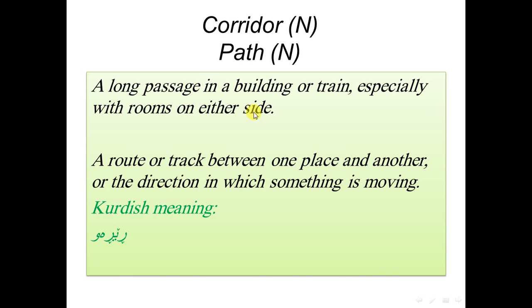Here is the definition for path, the noun form. Let's start with path. A path is a route or a track between one place and another, or the direction in which something is moving. A path can be used with the same meaning as corridor. It means that this is a road, or a track between one place and another.